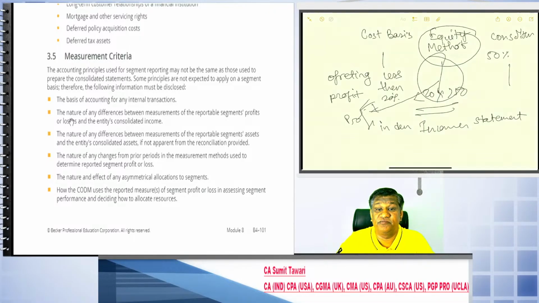The basis of accounting for any internal transactions; the nature of any differences between the measurement of the reportable segment profit or loss and the entity's consolidated income; the nature of any differences between the measurement of the reportable segment assets and the entity's consolidated assets, if not apparent from the reconciliation provided; the nature of any changes from the prior period in the measurement method used to determine the reported segment profit or loss, and the nature and effect of any asymmetrical allocation to segments; and how the CODM uses the reported measure of segment profit or loss in assessing segment performance and deciding how to allocate resources. That is basically the measurement criteria.